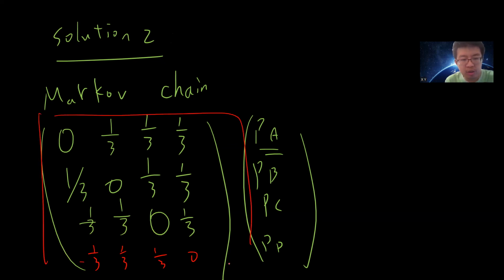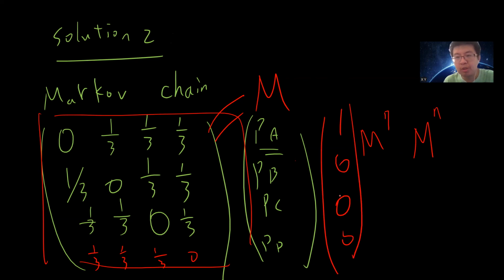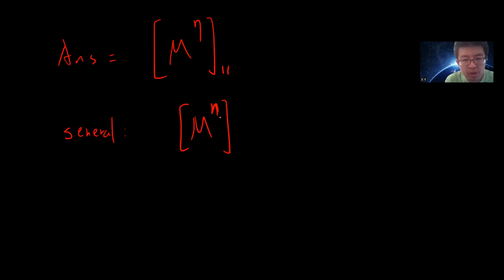So the computation is very simple. Let's call the matrix M. Our goal is to compute M to the 7, or in general, M to the n. Once we compute M to the n, it's very simple, right? Because our starting point is 1, 0, 0, 0, the probability that it remains at A will be the 1,1 coefficient. So our answer will be the 1,1 coefficient of the matrix M to the 7, or in general, M to the n.